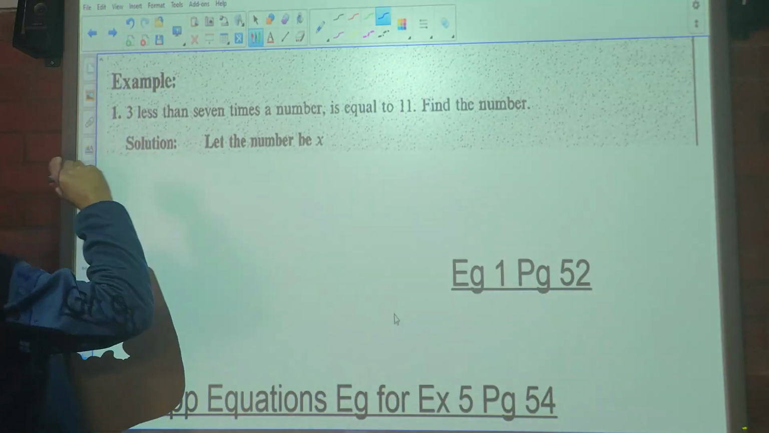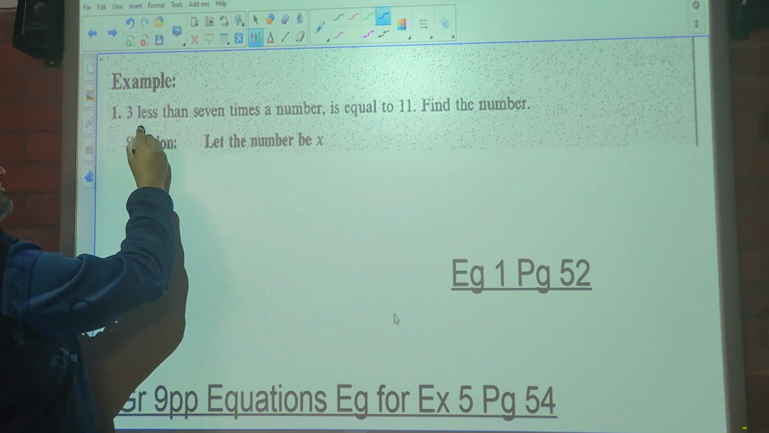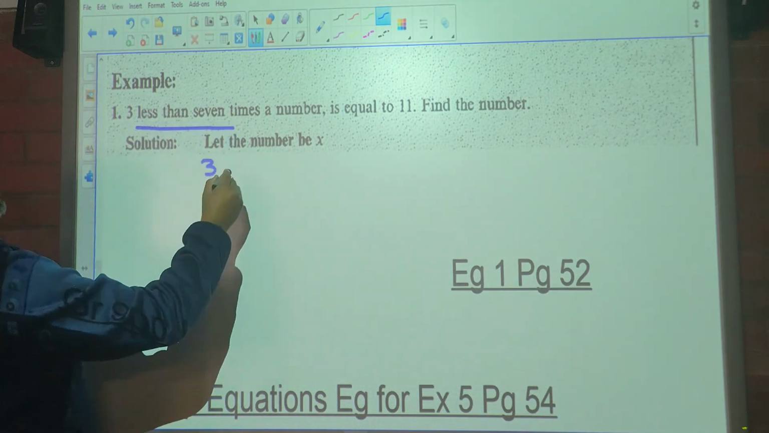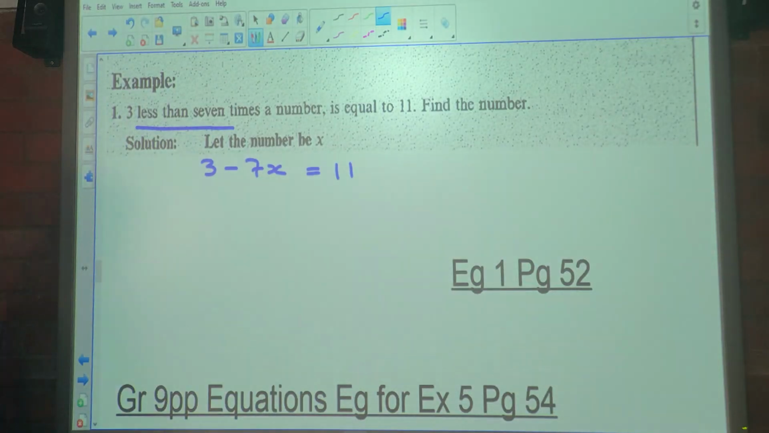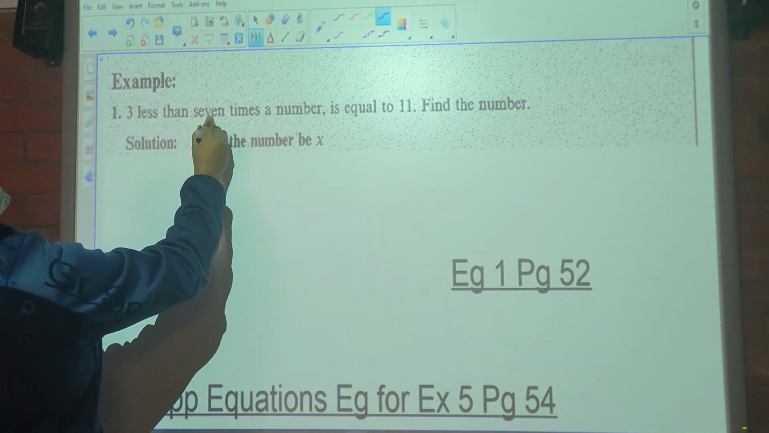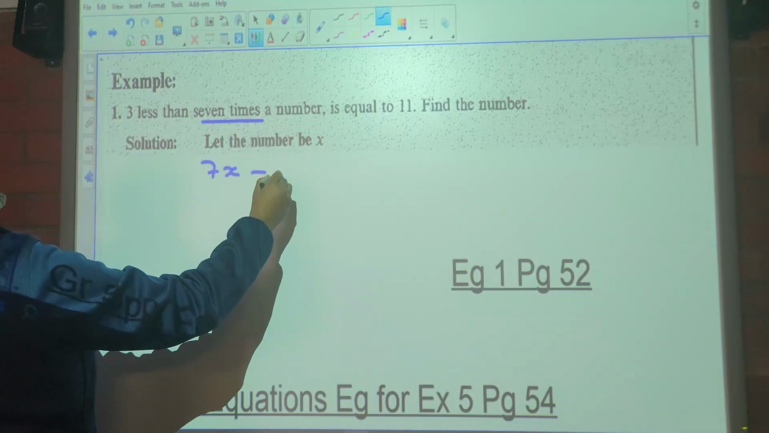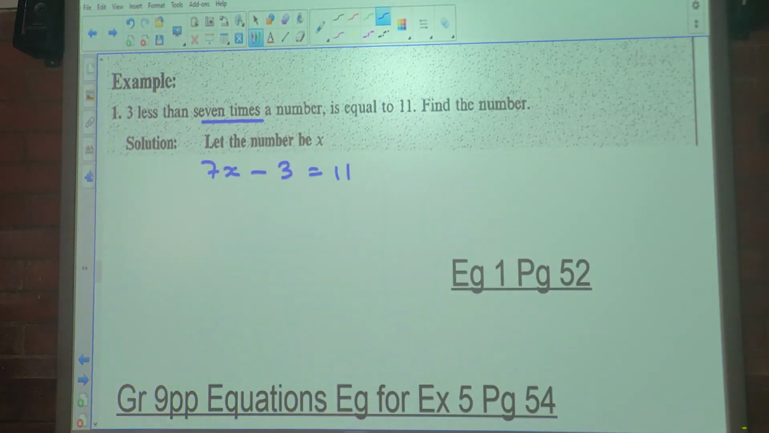If we let the number be x, then there's going to be 3 less than 7 times the number. So what will this be? 3 minus 7x equals 11. You all agree with that? Or is it the other way around? It's the other way around, because it's 3 less than. So it's going to be 7x minus 3 is equal to 11.